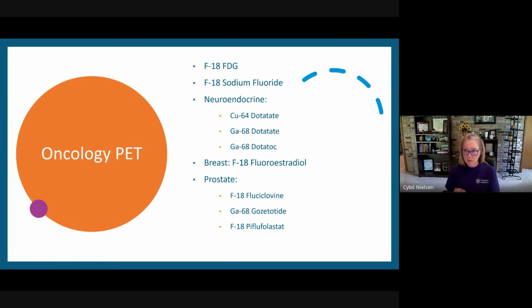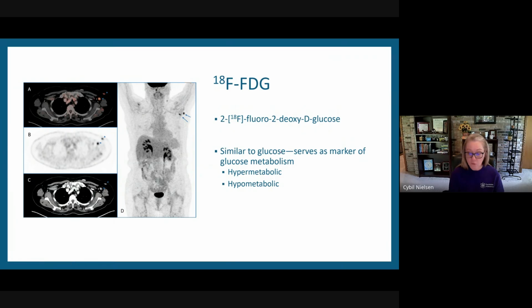Now let's talk about the actual radiopharmaceuticals. So we're going to do oncology first, and we'll start with F18-FDG. Of course, it is a glucose metabolism. So when we talk about the uptake of FDG, we're talking hypermetabolic or hypometabolic. Perfusion means blood flow. So usually we talk about perfusion like myocardial perfusion, cerebral perfusion, renal perfusion, that's blood flow. But here we're talking about metabolism.